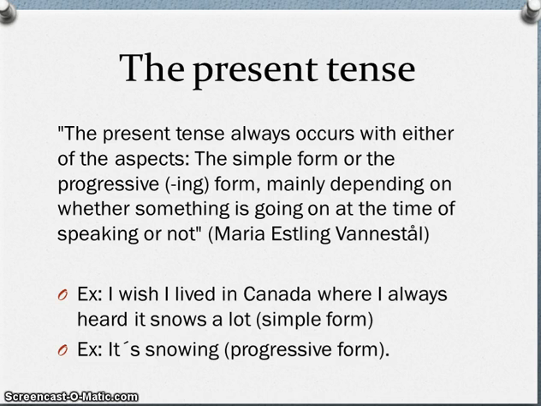The present tense always occurs with either of the aspects, the simple form or the progressive forms, mainly depending on whether something is going on at the time of speaking or not. For example, a simple form is I wish I lived in Canada, where I always heard it snows a lot. Snows is a simple form, and progressive form is it's snowing, happening right now.